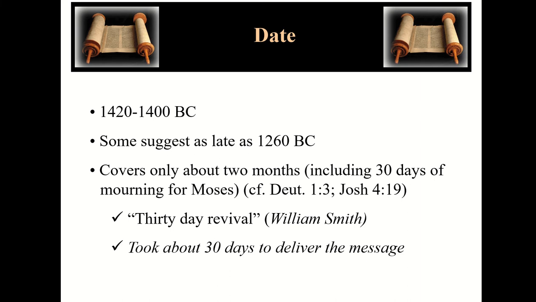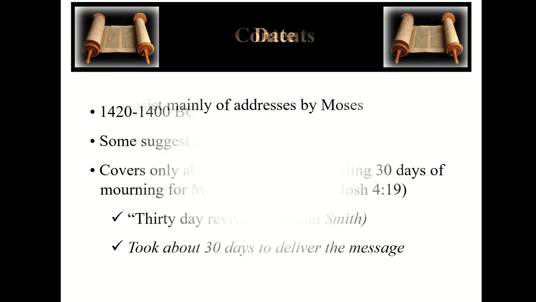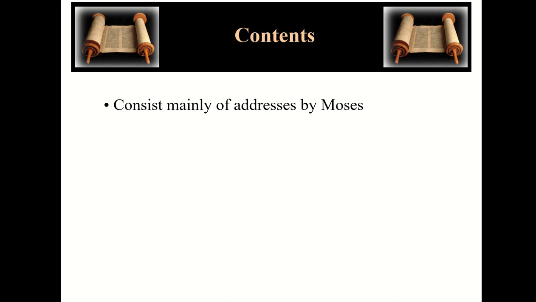In other words, here's a 30-day period in which Moses is delivering the message that's found within the pages of the book of Deuteronomy. It's a message about obedience to the law, and has 3 or 4 sermons, I think 4 perhaps, as he delivers that message. And we'll talk about the contents of that now.